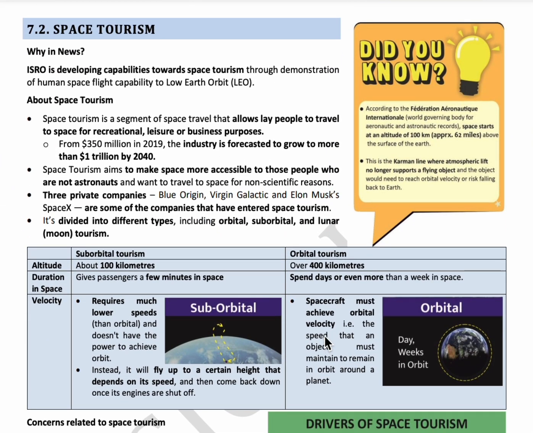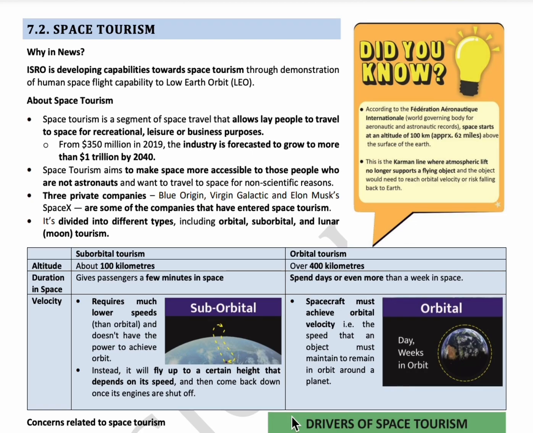Next topic is space tourism. So it provides opportunities for normal people to travel in the space. So 3 companies have entered space tourism. They are Blue Origin, Virgin Galactic and SpaceX. So different types of space tourism include orbital tourism, suborbital tourism and moon tourism.